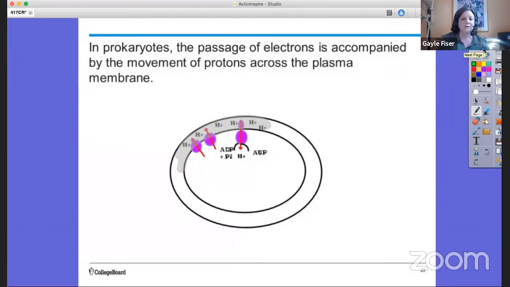Okay, in prokaryotes, the passage of electrons is accompanied by the movement of protons across the plasma membrane. So same concept. We're building a hydrogen ion concentration gradient, and that gradient is going to drive the production of ATP. So all 3 examples that I just showed you use the same exact method.